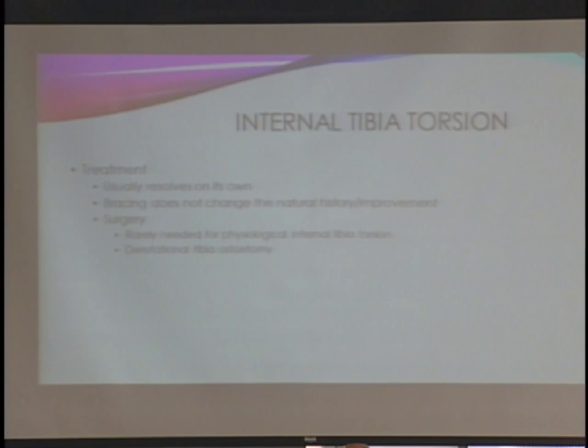So treatment for this, if it's truly physiological, it usually resolves on its own. Again, bracing does not change the natural history or improvement of this. And surgery is rarely indicated for physiological causes. If so, it's a derotational tibial osteotomy. Now, I focus on the physiological causes because Blount's disease and rickets can also cause them. That typically increases the need for surgery. The other one is clubfoot. It is known that if somebody has tibial torsion with clubfeet, a lot of times it will not resolve on its own, and then sometimes you will need to do a derotational osteotomy on those kids.